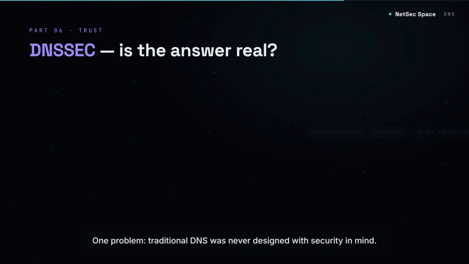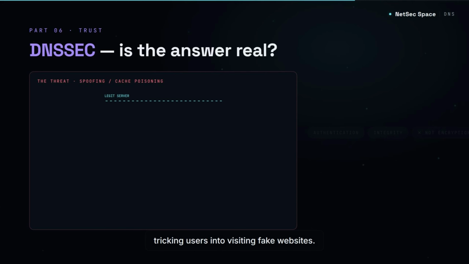One problem with traditional DNS is that it was never designed with security in mind. Attackers can sometimes attempt DNS spoofing or cache poisoning, tricking users into visiting fake websites. That's where DNSSEC, or Domain Name System Security Extensions, comes in. DNSSEC adds digital signatures to DNS records. Instead of simply trusting an answer, resolvers can verify that the response actually came from the legitimate, authoritative server and wasn't modified along the way.